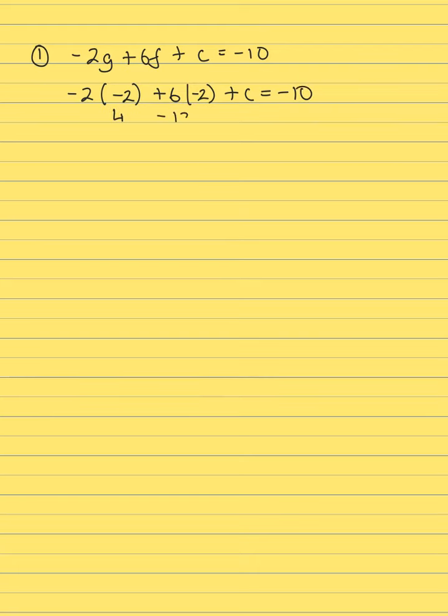We just need to find c now. So if we go back to the first equation, we had -2g + 6f + c = -10, but we know a value for g and a value for f. So it's -2 times g, which is -2, plus 6 times f, which was -2, plus c equals -10. 4 - 12 + c = -10. -8 + c = -10. c = -10 + 8 gives us c = -2.